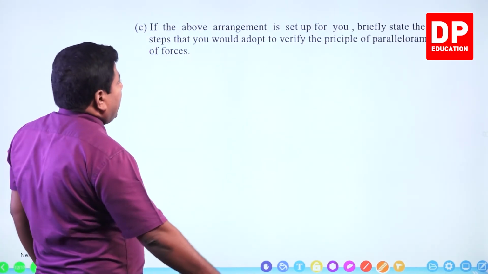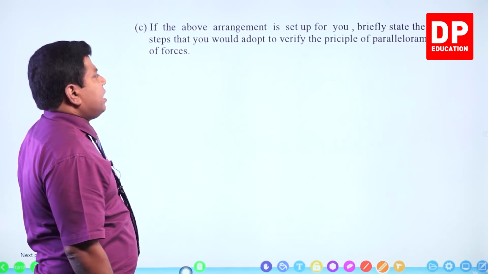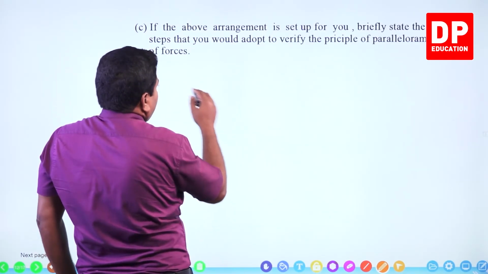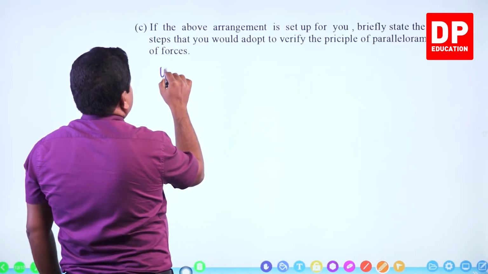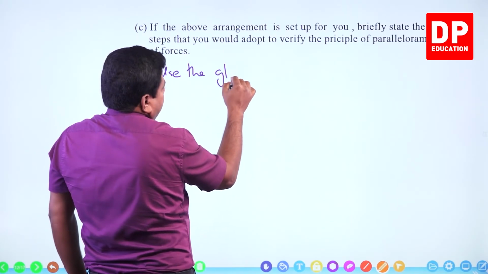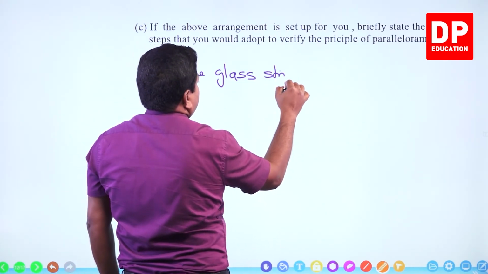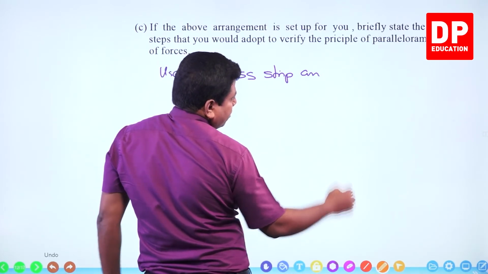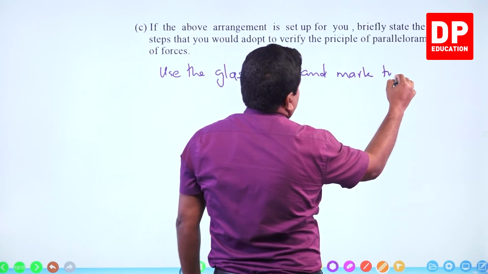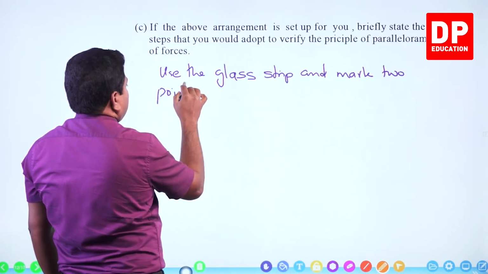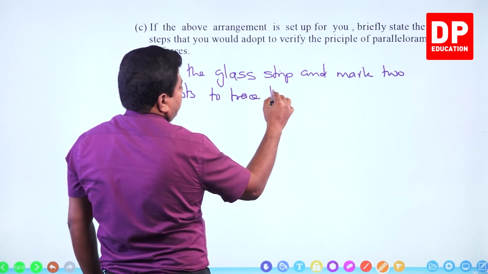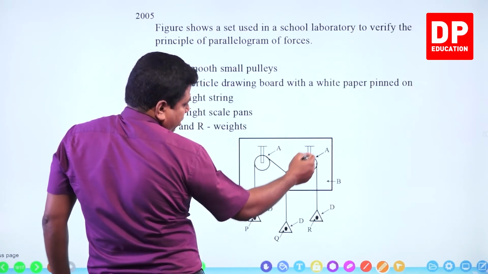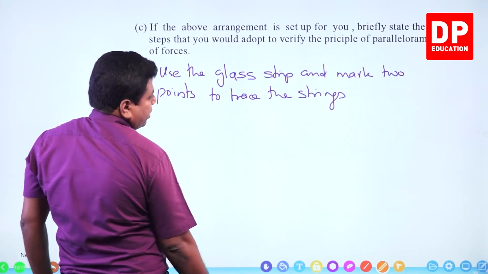Next. If the above arrangement is set up for you, briefly state the steps that you would adopt to verify the principle of parallelogram. So, setup is with all the weights and all. So, what we will do? Use the glass strip and mark 2 points to trace the strings. Do we have names for the parts of strings? No, okay. Strings.